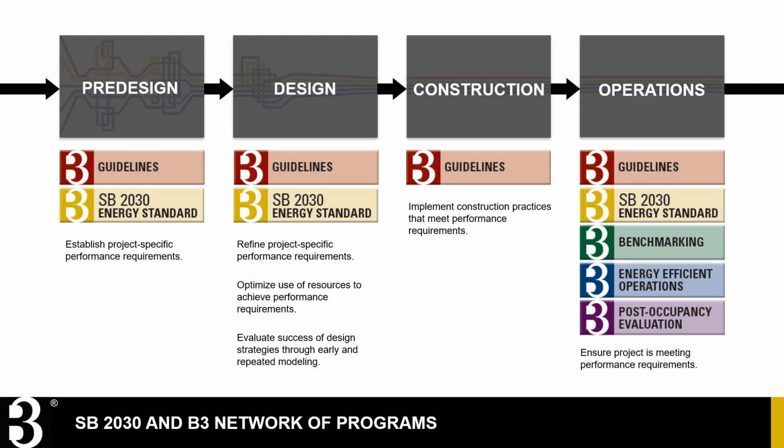SB 2030 is short for Sustainable Building 2030, and I'll start by noting that it fits within a broader network of related programs that are used at different moments in the lifespan of a building project, from those that are in design and construction all the way through operation. Also note that SB 2030 is part of the Energy and Atmosphere section of the B3 guidelines, so all projects using the B3 guidelines are also required to meet SB 2030.